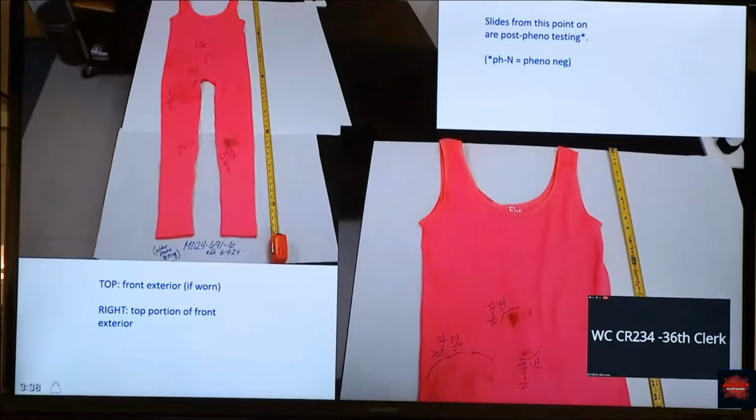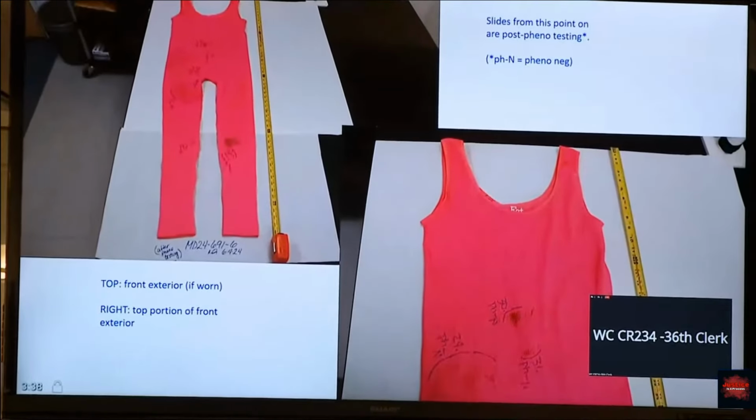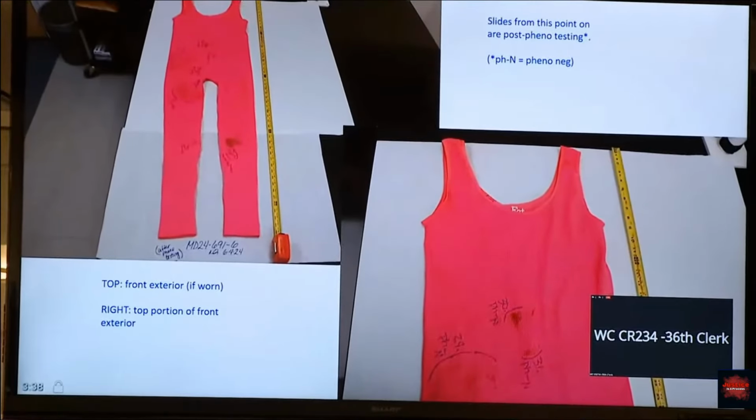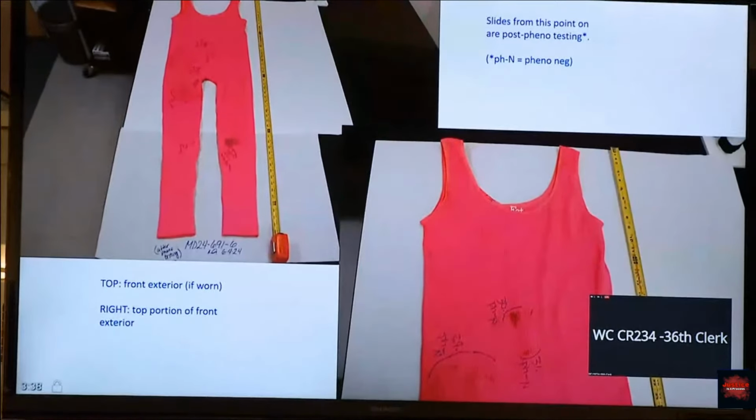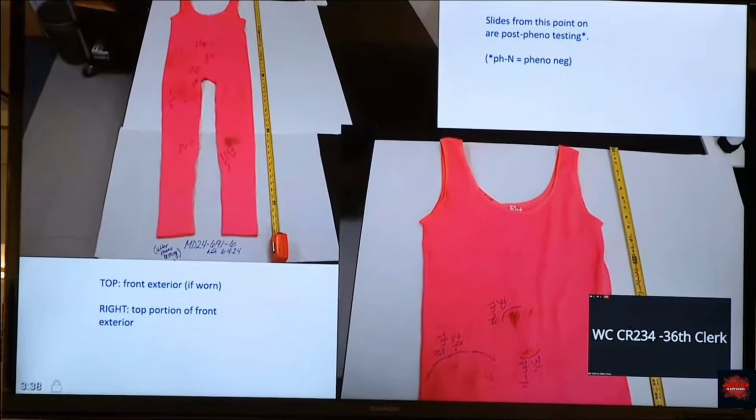And you have some words inputted on the top right indicating that there was pheno negative testing on this portion of it? Yes, that was a key. So when the viewers, such as yourself, would look at this photo and see the pH-N, that's our way of saying this was a negative stain and keeping track of the stains that I did test. So the pH-N means pheno neg.